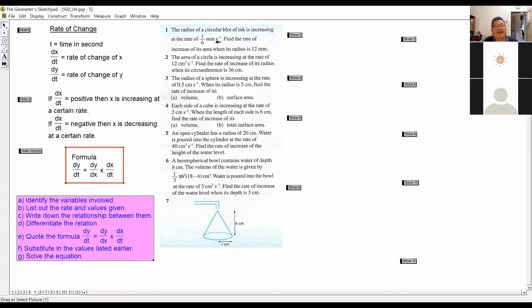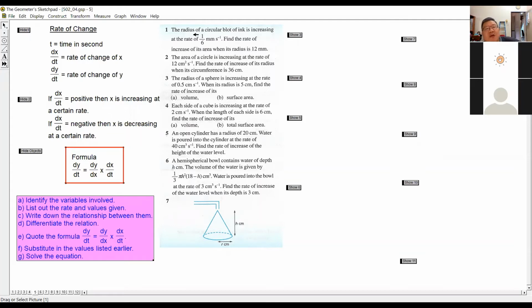Okay, so coming back to this question here: the radius of a circular blot of ink is increasing at the rate of 1/6 millimeter per second. How can you translate this into symbol? Radius of a circular blot is increasing at the rate of 1/6. So in symbol form, what is it? What rate are they talking about? Rate of what? Rate of change of radius.